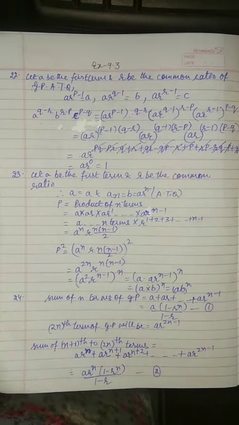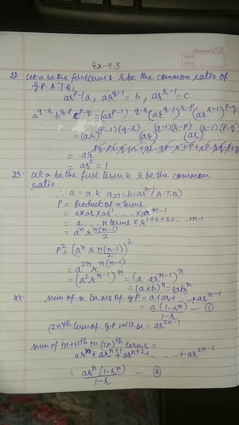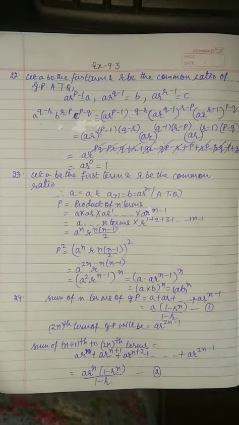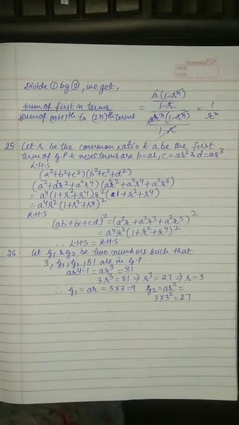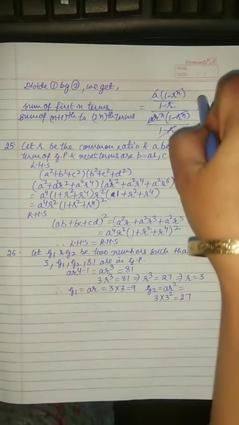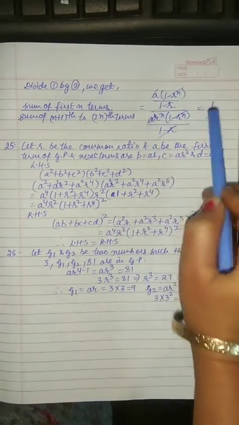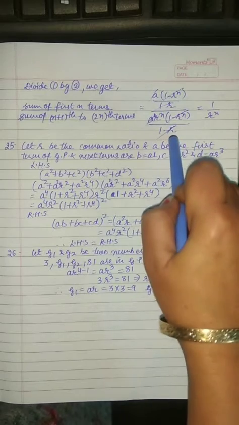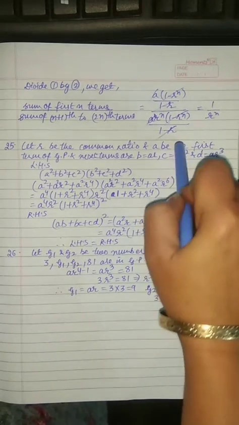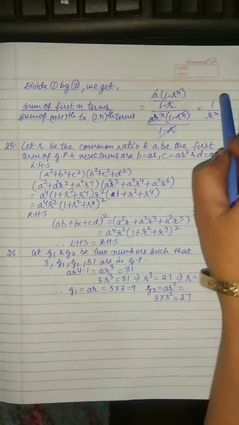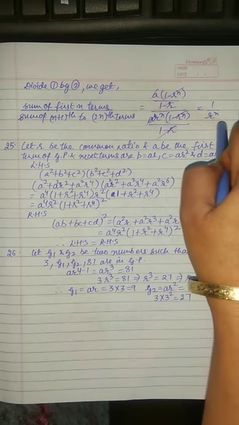Now we will divide first by second. On dividing first by second, we will get the sum of first n terms upon the sum of (n+1)th to 2nth terms, which is equal to A(1 - R^n) upon 1 minus R, upon AR^n(1 - R^n) upon 1 minus R. All terms will be cancelled and we will be left with 1 upon R raised to power n.